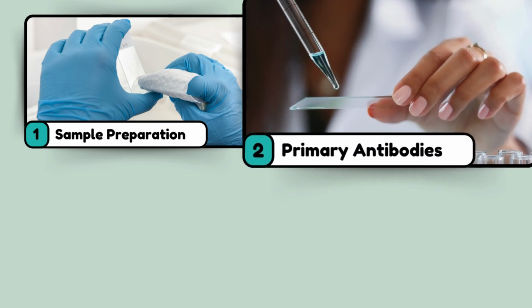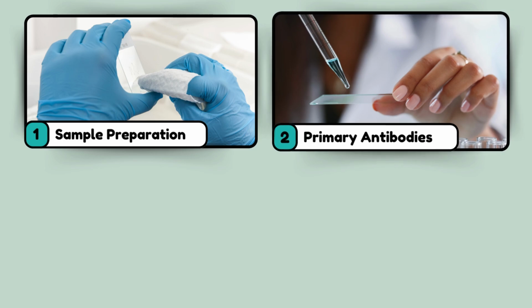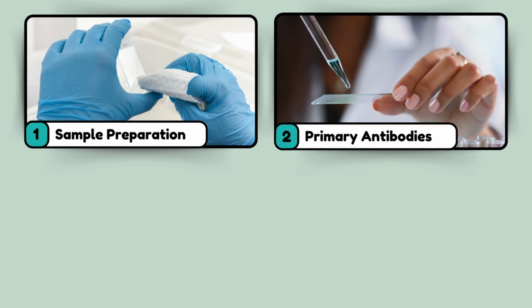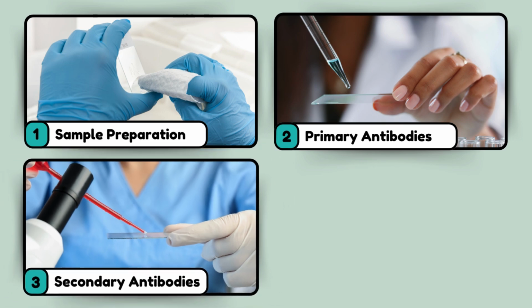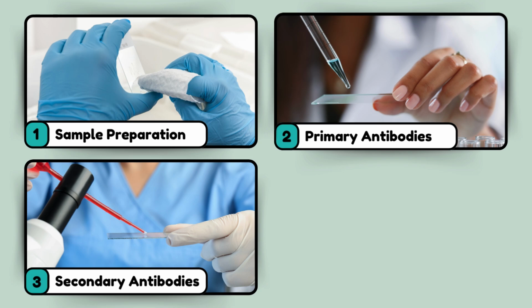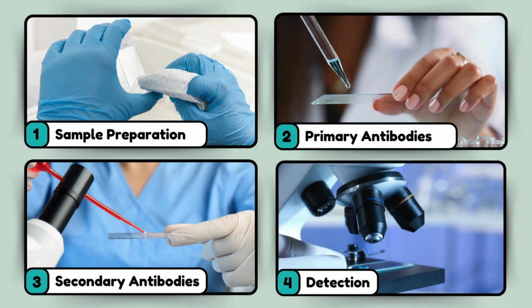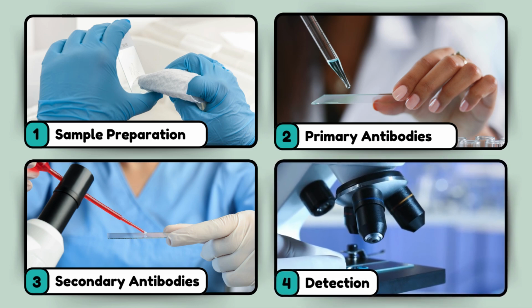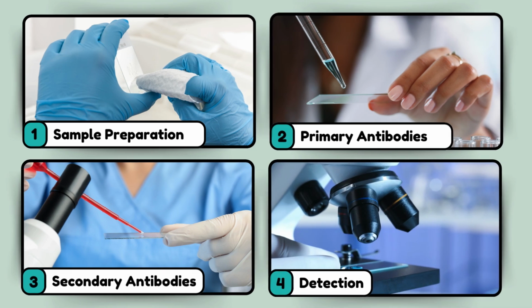Next, you introduce primary antibodies, special proteins designed to target and attach to specific cell components. This helps in identifying what's inside the cell. Then, secondary antibodies are added. These are another set of proteins that bind to the primary antibodies, enhancing the visibility of the cell components. Finally, the detection phase involves using special markers that allow you to see the results under a microscope.